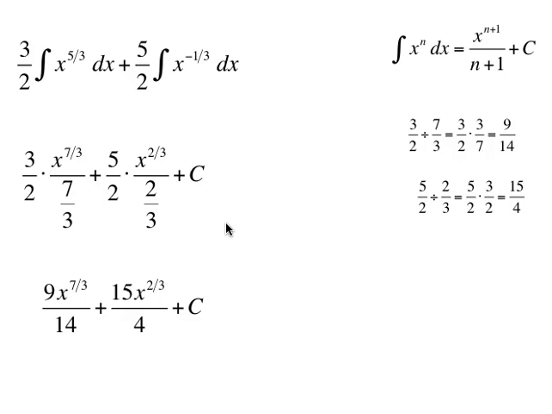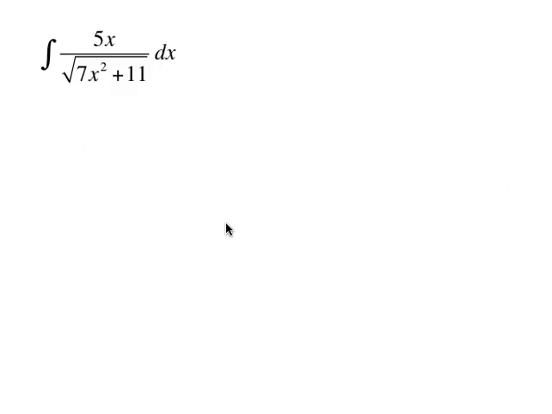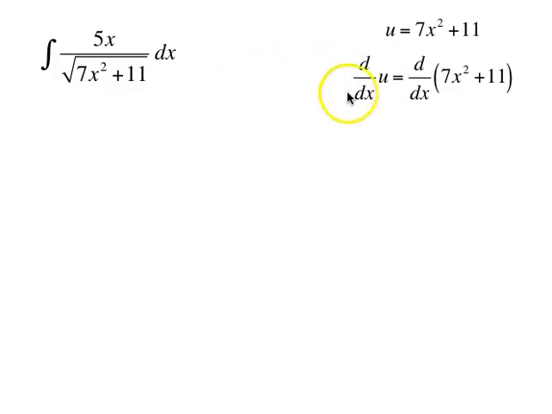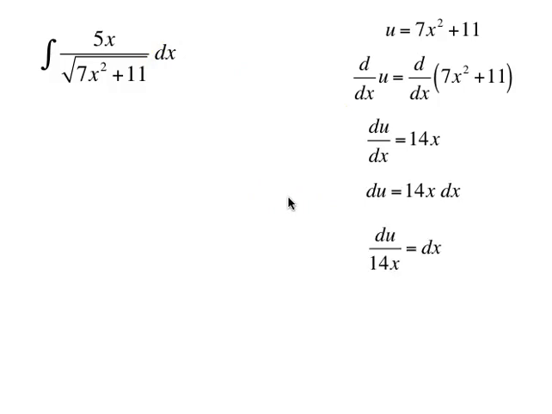Next up, we have the integral of 5x over the square root of 7x squared plus 11. We're going to do this with the u substitution. u will equal 7x squared plus 11. So the derivative of u with respect to x is what we're going for. Taking the derivative with respect to x of both sides, the derivative of u with respect to x is 14x. My goal is to solve for dx. So du is 14x dx. Dividing by 14x, du divided by 14x equals dx.